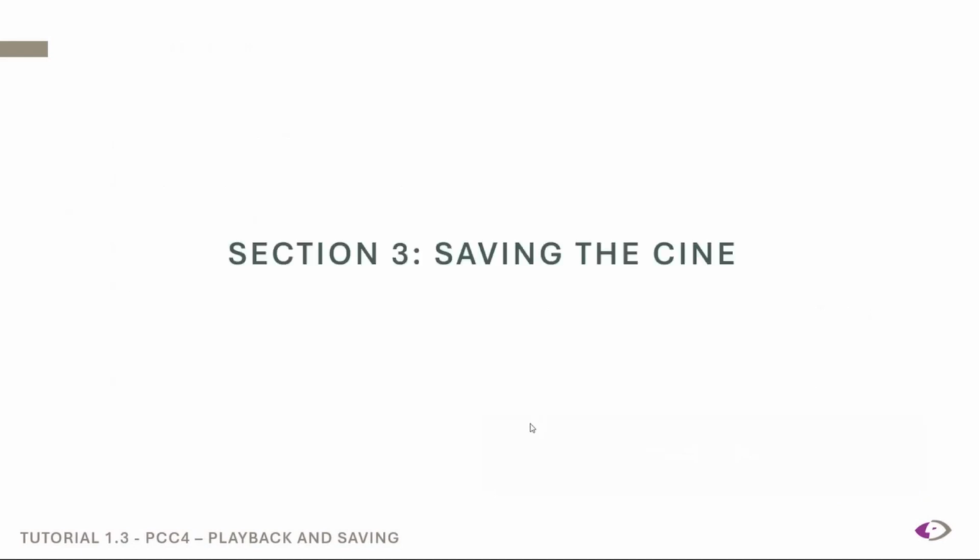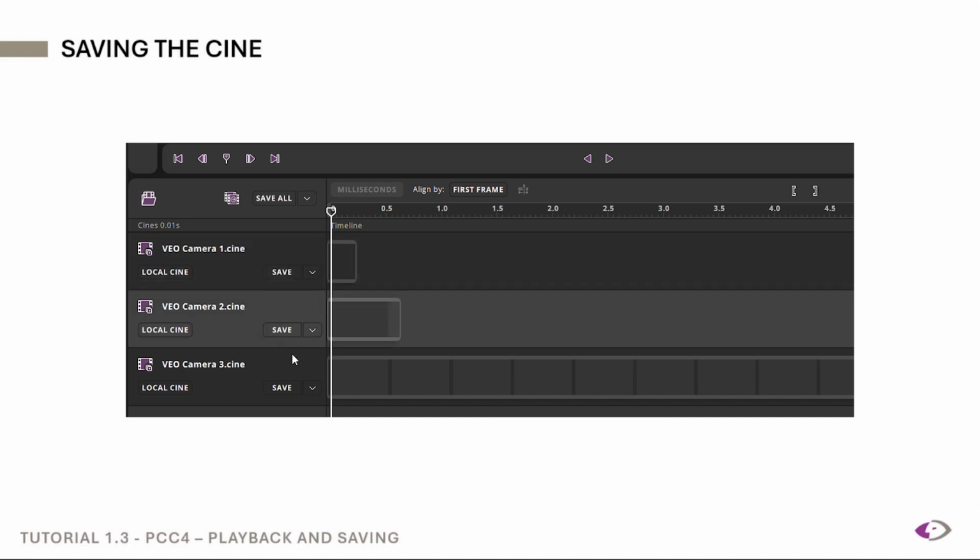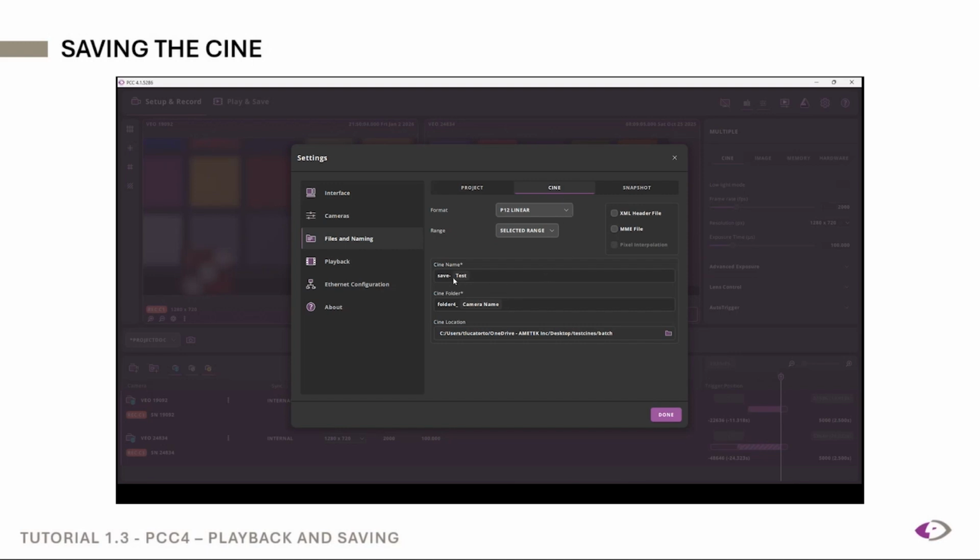Once the CINE is trimmed, it's time to save. There are two ways to save a CINE in PCC: Quick Save or Save As. Quick Save uses all the settings defined in the Settings, Files, and Naming menu and is ideal when capturing multiple shots with consistent parameters. For this tutorial, we'll use Save As, which gives us full control over file format, naming, and save location.